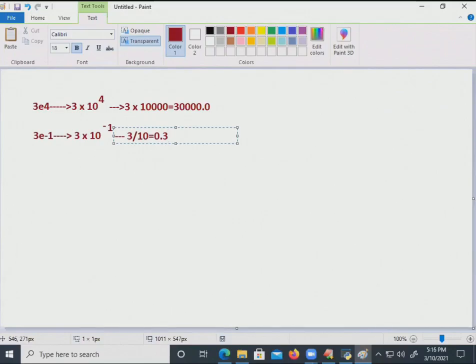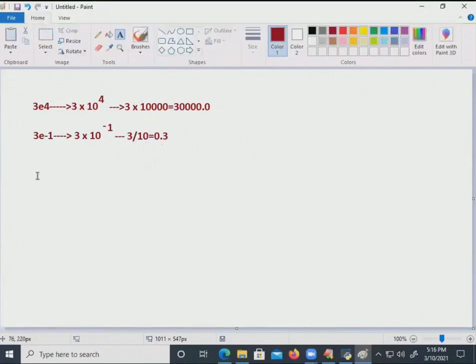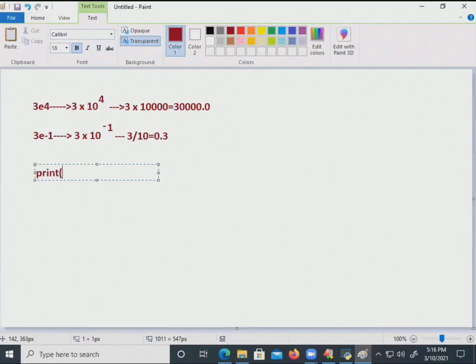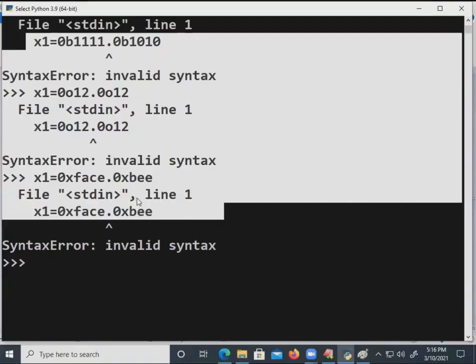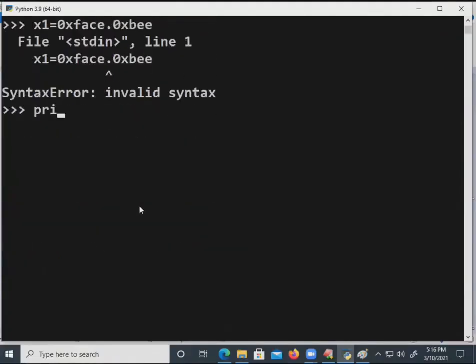Are you getting me? So if anybody asks you tomorrow, print of 3e minus 1, they will ask you this question. What is the output? If I don't cover this point, you will not understand what it is. Maybe you will think it is valid or invalid. So let us go to the Python window and check it out. Print of 3e minus 1. See the answer that is coming? 0.3. Very, very important points these are.